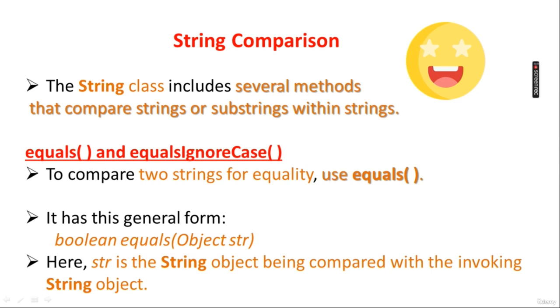One method is equals and equalsIgnoreCase. To compare two strings for equality, use the equals method. Boolean equals returns true or false, and we are passing the string as a parameter. The string is a string object being compared with the invoking string object. So whatever string object we pass before the equals method and the dot, we will pass the second string here.